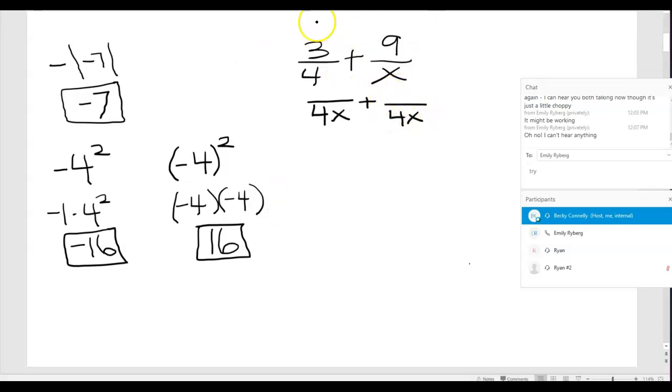All right, I'm going to try and change pens. Sometimes the color was a little crazy, but so it's a little bit easier to see. So that means in order to get this 4 to be 4x, right, I'll times that by x, which means I need to times the tops by x. So I'll really have 3x on the top of that first fraction. And then on the second fraction, right, to get x to be like 4x, what do we need to do to it?